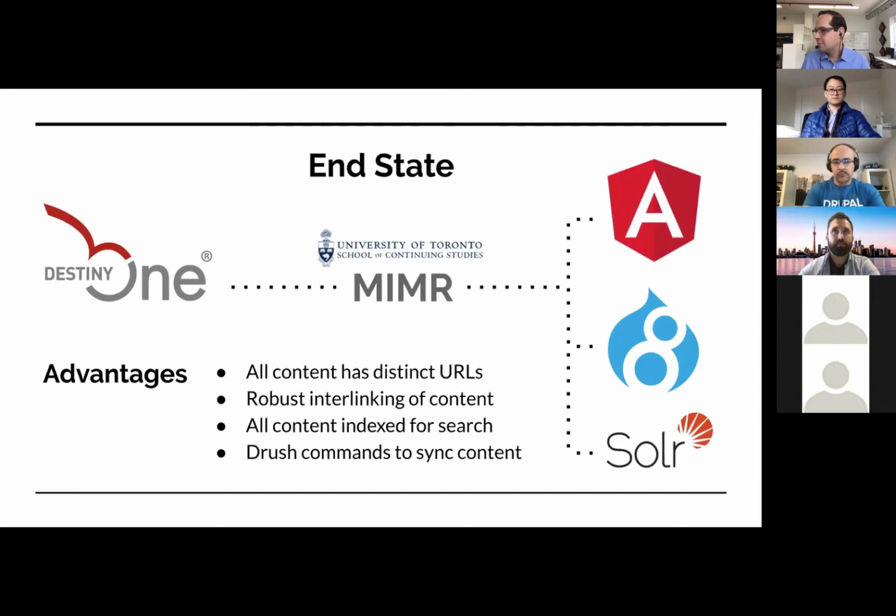So the advantages of this final architecture were that all the content could have distinct URLs, again for SEO and social sharing. We could provide robust interlinking of related content. By having all of that information indexed together, we could provide a really rich search experience. And then we also implemented drush commands so that whenever they needed to do a sync, either on an ad hoc basis or as a companion to some kind of a database update that they might be running on their own end, they could update the data on the website as well.